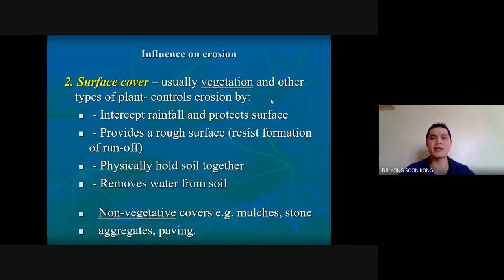Because why? There are so many things they can do, okay? What can plants do? Number one, the plants begin with the tree top with a lot of leaves. The first thing that they do during a rainfall is they intercept the rainfall.